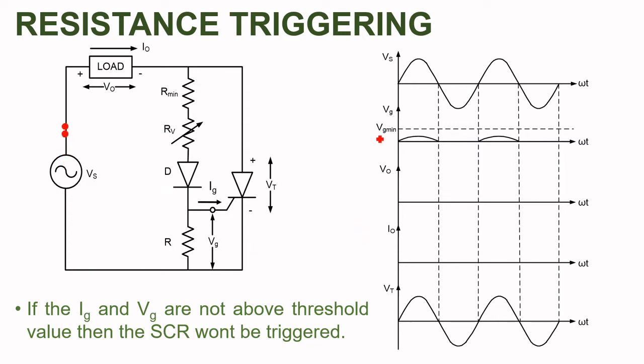Here on the graph we can see that if the value of resistance RV is very high, then the current flowing through this branch will be low. If this current is low, then the Ig current will also be low and the voltage drop across the resistance R, that is voltage Vg, will also be less. If this voltage is not crossing the Vg minimum value, then the SCR will not be triggered.